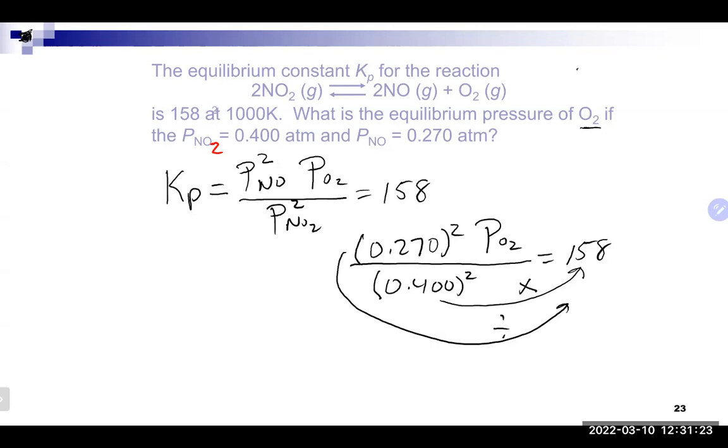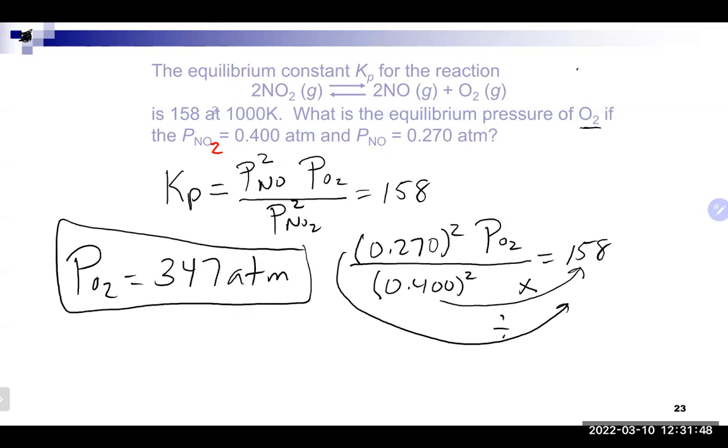That's over there. So if we do all that good stuff, we're going to take basically 0.4 and square it. We're then going to times it by 158. We're then going to divide that by 0.27 that is squared. And it looks like here our partial pressure of O2 would be 347. And this would need some units as it is a pressure. So it should be the same units as all the other pressures that are there. Any questions on that there?